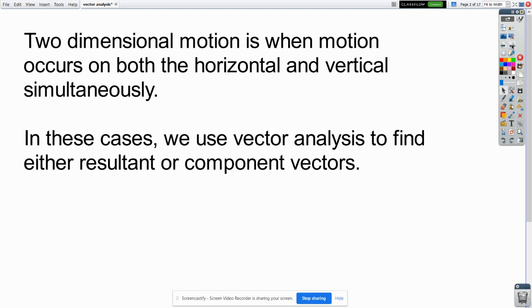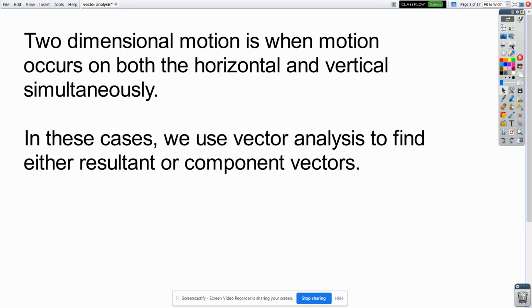Two-dimensional motion happens whenever there's motion on both the horizontal and the vertical axis happening simultaneously. When we start physics, we deal with one-dimensional motion that occurs either on the x or the y axis. So think back to kinematics. When we started off, we were dealing with nothing but horizontal motion. Things are either moving to the left or the right. Then we add free fall, where things are either moving up or down. Everything was confined to a single axis on a coordinate plane.